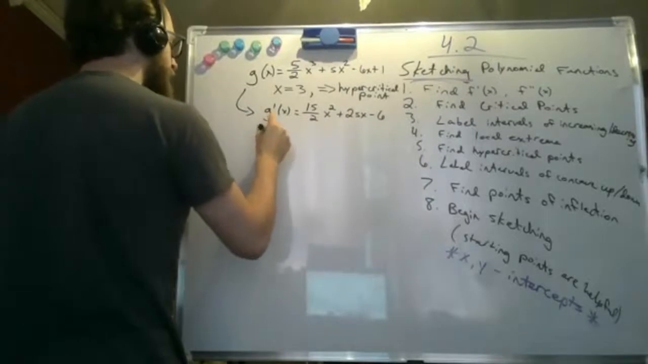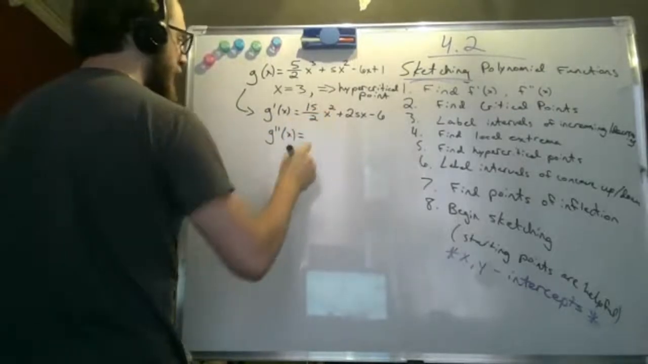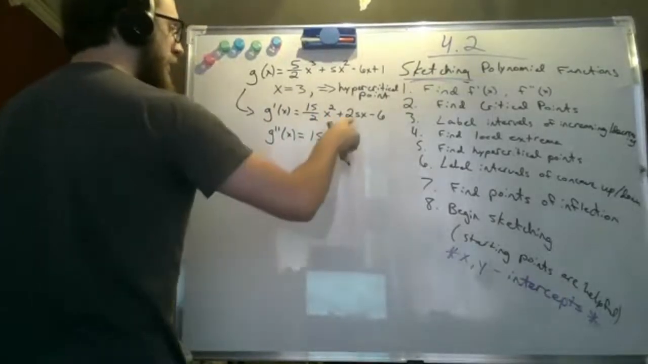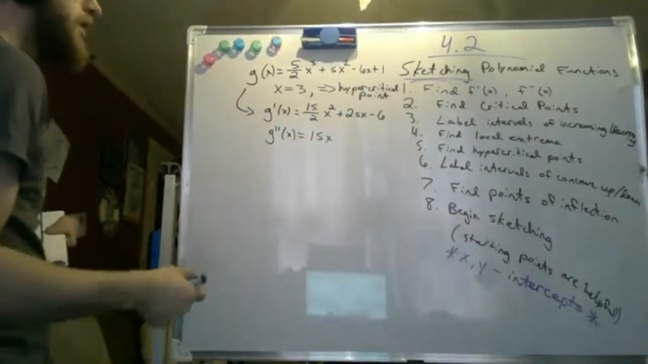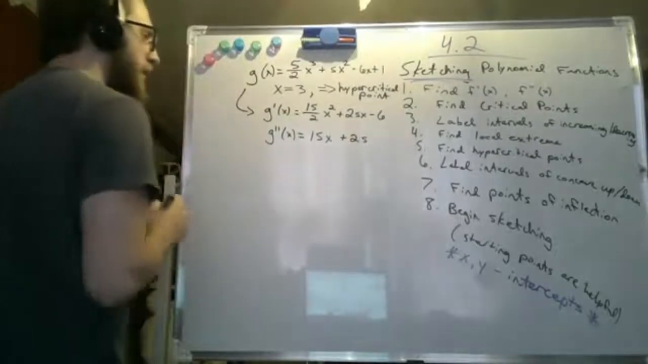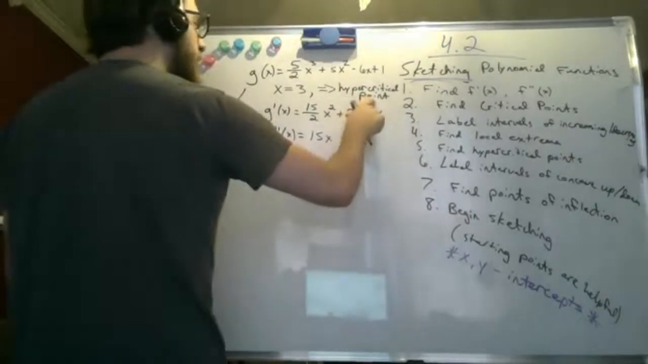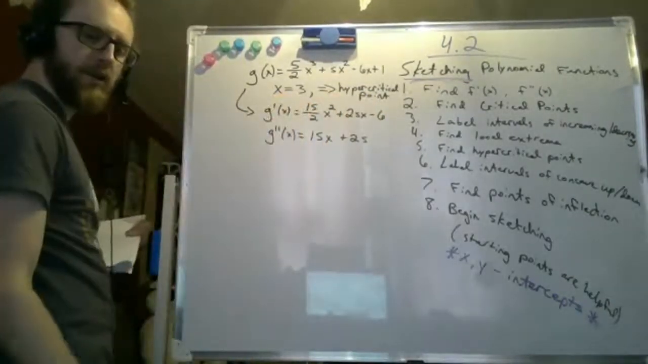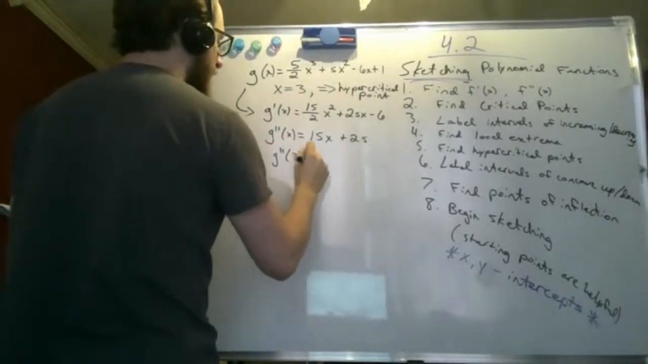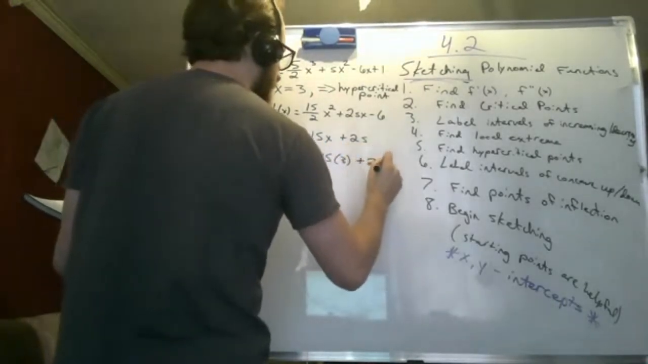Now we got to take the derivative one more time. So g double prime of x, we get 2 times this fraction, so the 2's will cancel. We'll have 15 times x to the first power. And then here, the derivative of 2sx, well, the x is going to disappear, and we're going to be left with plus 2s. And the derivative of negative 6 is 0. So now what? Well, now we know that the hypercritical point occurs when x equals 3. So let's just plug in x equals 3. So g double prime of 3 is equal to 15 times 3 plus 2s.